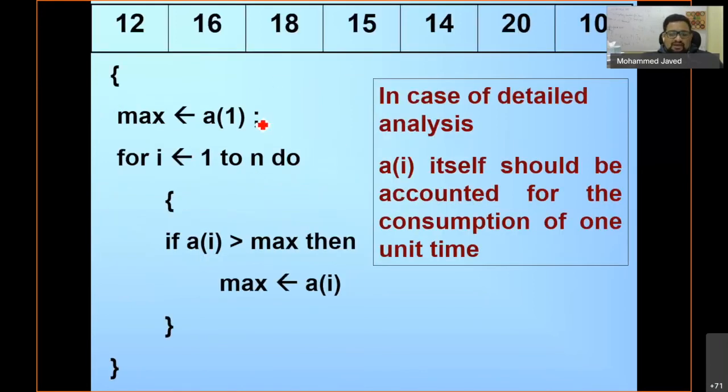So here is the algorithm. Formally we have written max equal to A of 1, assuming the first element is the max. Now for I equal to 1 to n, do: if A of I is greater than max, then max becomes A of I. In a detailed analysis, A of I itself should be accounted as 1 unit of time, because this is a fetch operation. In computer organization and architecture you already learned that A of I is a fetch from a location, so you can take this into account while calculating the time complexity.